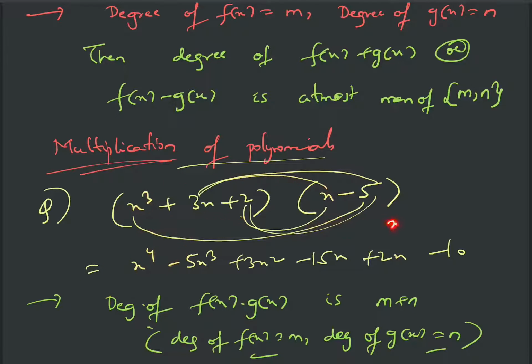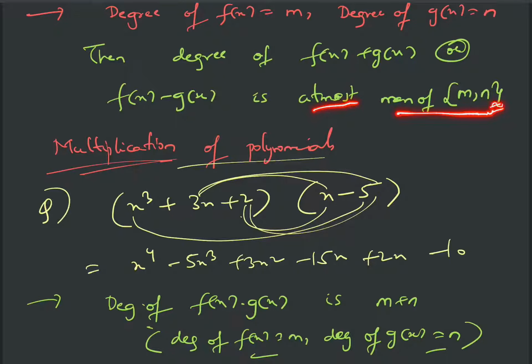So if I multiply a polynomial of 5th degree with one of 7th degree, then the degree of the product will be 12, right? So this is the point on degrees. Degree of f x into g x is m plus n, and in addition and subtraction the degree is at most maximum of m and n.